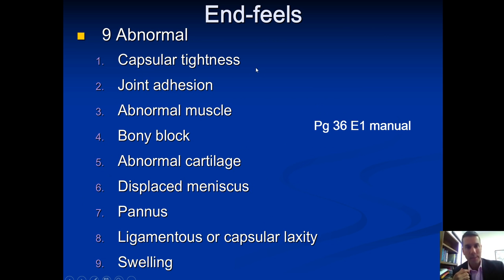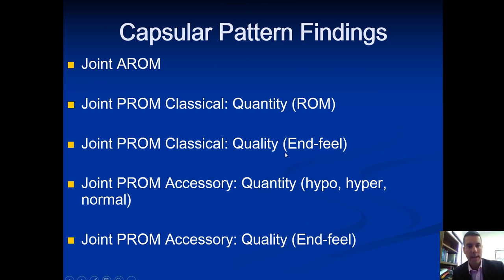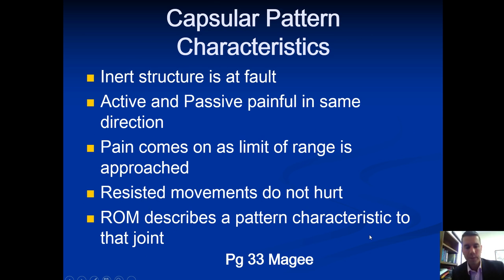Makes the most sense if I have a tight capsule pattern of motion loss, that capsule tightness would be my end feel. And then when you test them for accessory, you glide the joint, you're going to feel like it's going to be hypomobile, right? It's going to be hypomobile. It's going to be a loss of motion because it's tight. And then your end feel should be a tight capsule end feel for accessory as well.